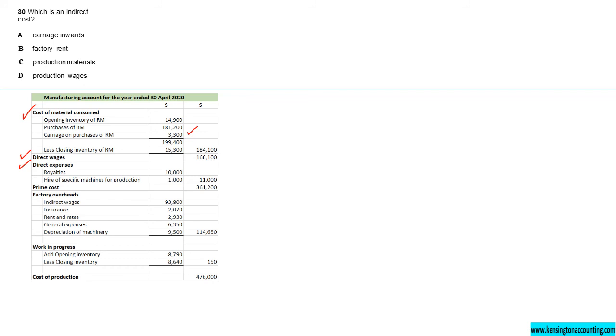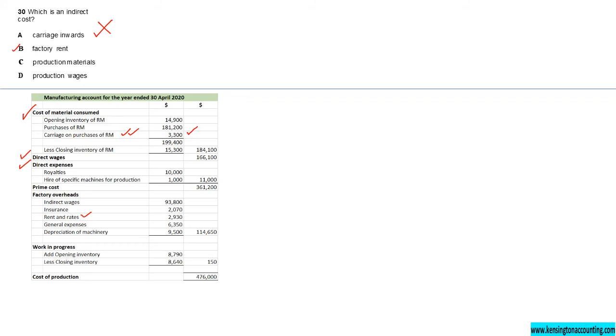Now, based on these items, let's look at the four possible solutions to the question of what is an indirect cost. Carriage inwards, it's here. It is part of cost of materials consumed, and it is part of prime cost, and therefore it is not an indirect cost. Factory rent is part of factory overheads, also known as indirect cost.